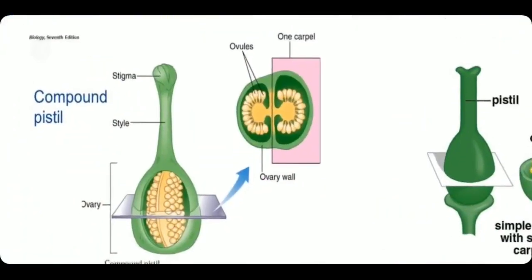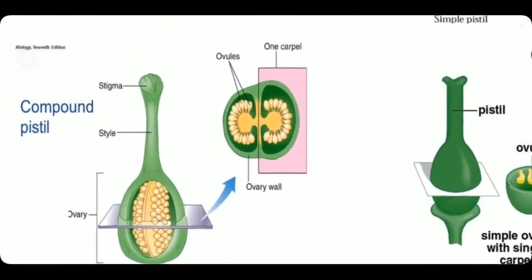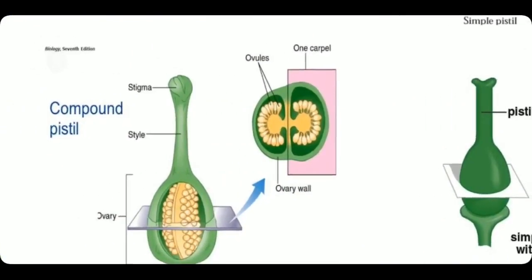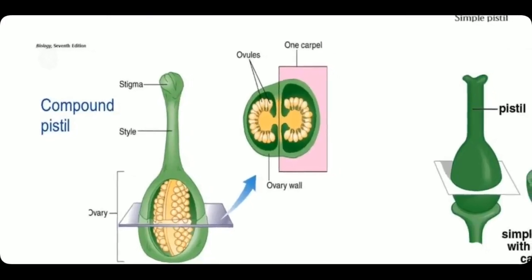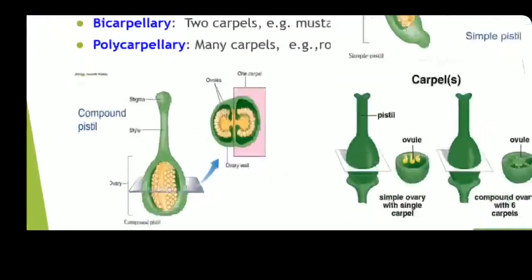Here in this picture, you can see that the pistil is composed of two carpels. This is one carpel, and the right side is one carpel, while the left side is another carpel. So when it is composed of two carpels, we can say it is bicarpellary.